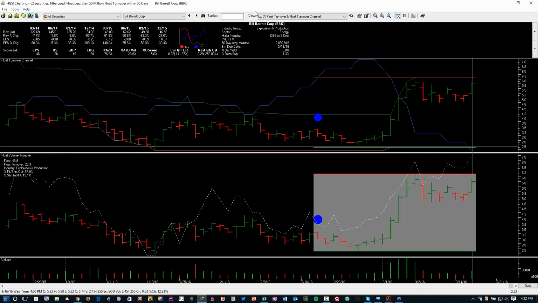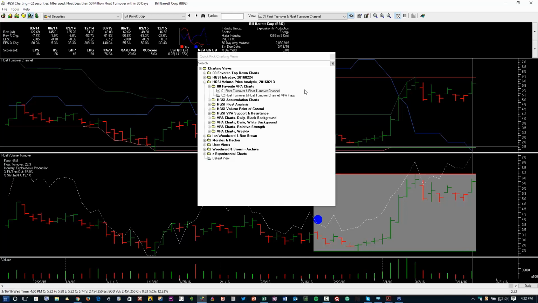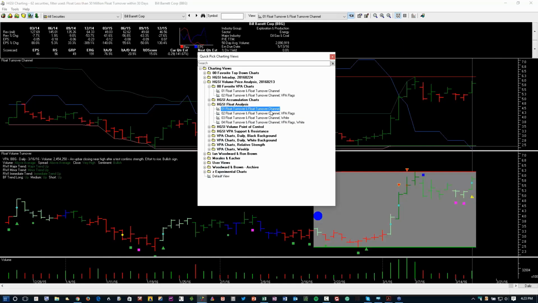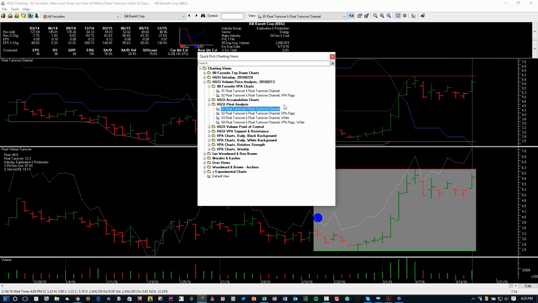So just use for now my VPA charts, and I've added a few charts in here and rearranged some things, so yours are going to look a little different. But just go under float analysis. Here's black ones and here's white ones. Just go in and duplicate mine and play with them. Make sure you duplicate them, and then you can delete one of the indicators and leave the other indicator there.